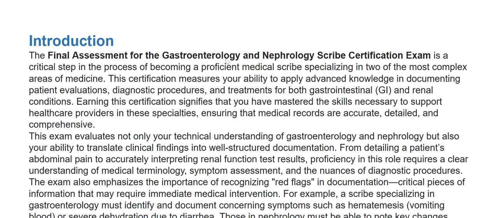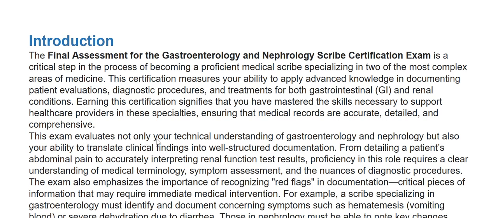The final assessment for the gastroenterology and nephrology scribe certification exam is a critical step in the process of becoming a proficient medical scribe specializing in two of the most complex areas of medicine. This certification measures your ability to apply advanced knowledge in documenting patient evaluations, diagnostic procedures, and treatments for both gastrointestinal (GI) and renal conditions. Earning this certification signifies that you have mastered the skills necessary to support healthcare providers in these specialties, ensuring that medical records are accurate, detailed, and comprehensive.